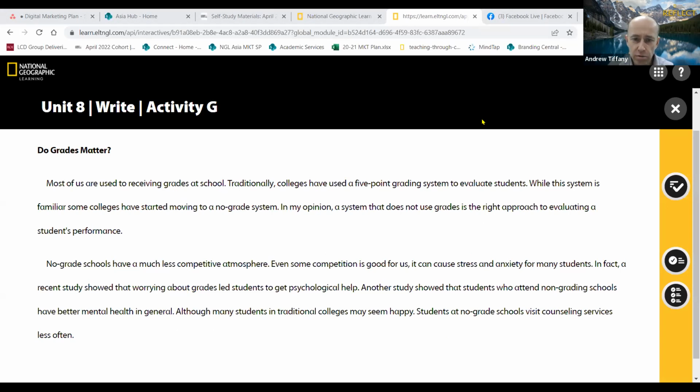Okay, although, where do we have that one? I'm having to move windows around to find it. Although many students, I see, right, okay. Although many students in traditional colleges may seem happy, period. That's a mistake. It should be a comma and then small s students, right? So that should be 1 here. Although many students, okay, so there's an error in the structure, should be a comma here, okay? Any others? Can we see any others? In fact, a recent study showed that worrying about grades led students to get psychological help. Not sure.